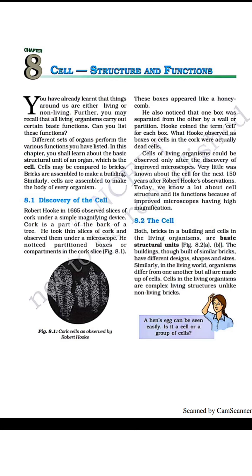So we can say the different sets of organs that are present inside the living organisms perform various functions, right? We see the various functions and we can list out what the functions are which are done by the living organisms. By seeing these functions, we can say that all the living organisms perform some similar functions, right? And these functions are mainly done due to a structural unit of that organ.